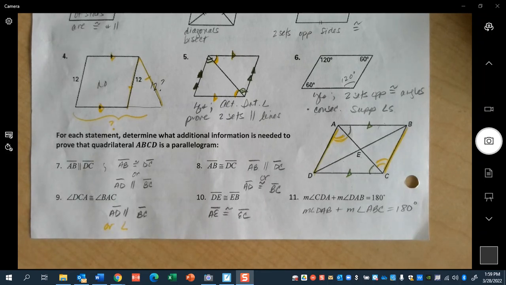So I have DCA, I have these two green angles are congruent, which gives me these two lines parallel. And you want them to be congruent? If they're congruent, then we're good. AC. That works. I like it.